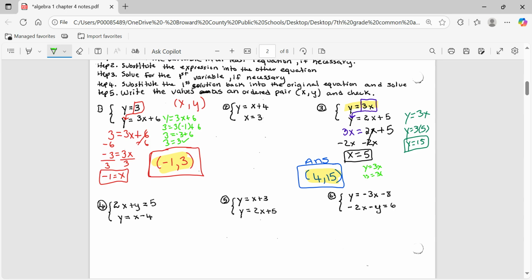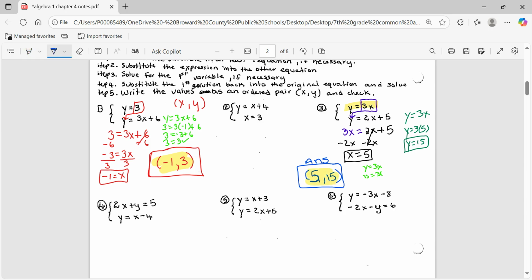Because when I came back, 3 times 4 is not going to give me 15. I realized, oh, Miss Reed, I wrote something wrong. I look back and I see that I actually had a 5 for my x. So checking does make a difference. I'm going to come now and I'm going to fix that. And I am going to put my true answer, which was 5. So my answer is 5, 15.